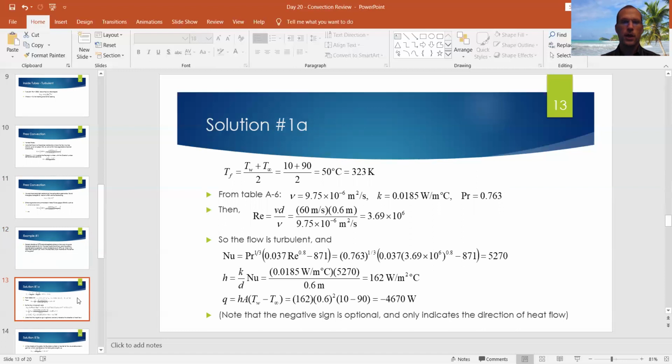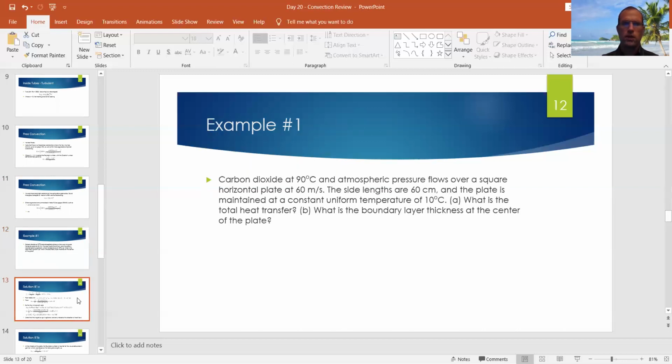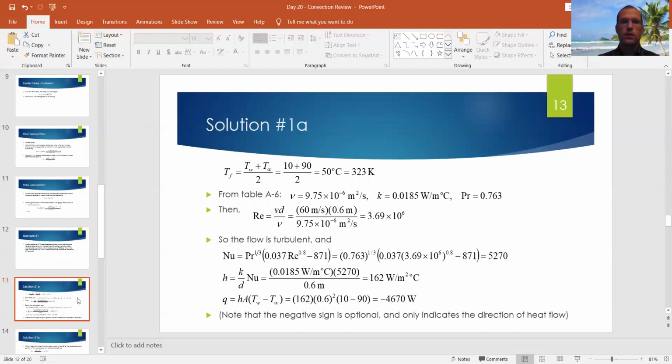So first up, standard procedure. First thing is find my film temperature, the average of the wall temperature and T infinity. So wall temperature was 10, T infinity was 90. So film temperature there is 50 degrees Celsius or 323 Kelvin. All the tables in the back of the book are in Kelvin. This was carbon dioxide flowing across here.